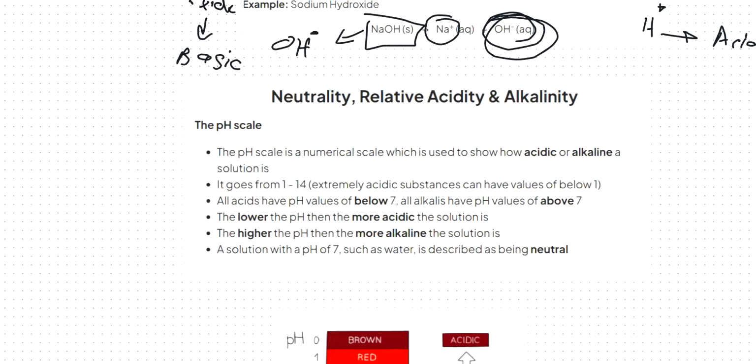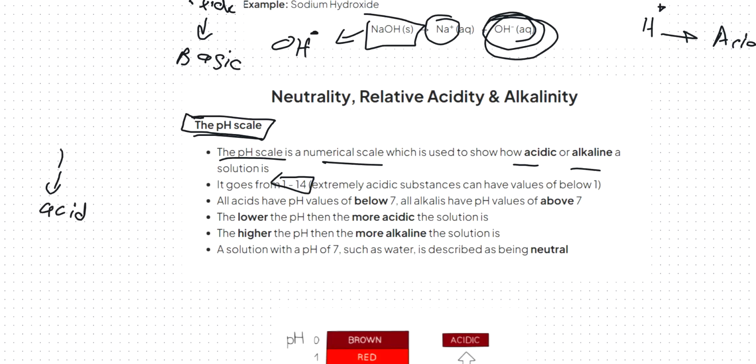So the pH scale is also very important because they've specifically mentioned pH and pH changes in the syllabus. The pH scale is a numerical scale which is used to show how acidic or alkali a solution is. It goes from 1 to 14, where 1 is the most acidic and 14 is the most basic. And all acids have a pH value below 7.